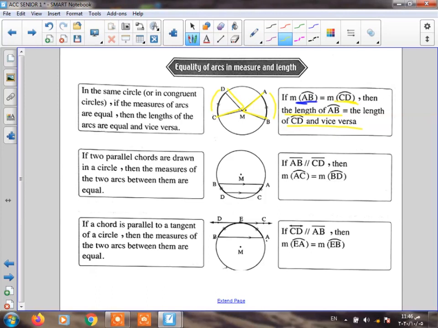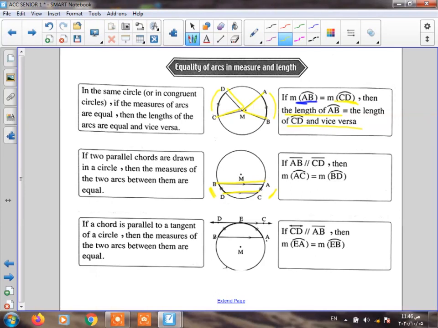Another important idea: if I have two chords parallel to each other, like AB and DC, here I have AB parallel to DC. Then the arcs which lie between them, like AC and BD, will also be equal in measure. So if chord AB is parallel to DC, the measure of arc AC equals the measure of arc BD, and the length of arc AC equals the length of arc BD.